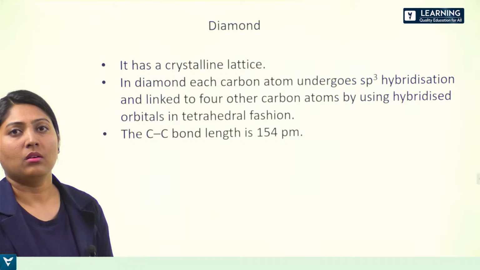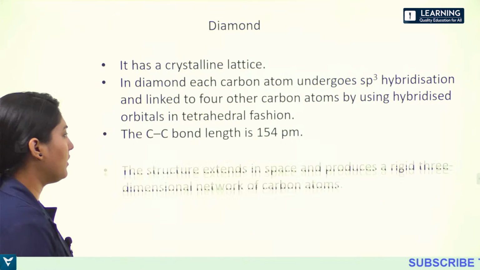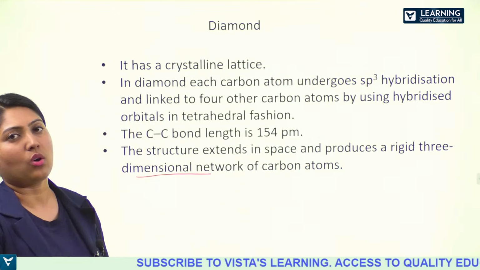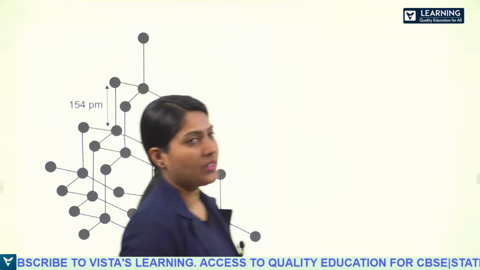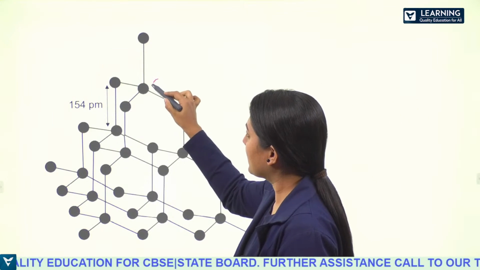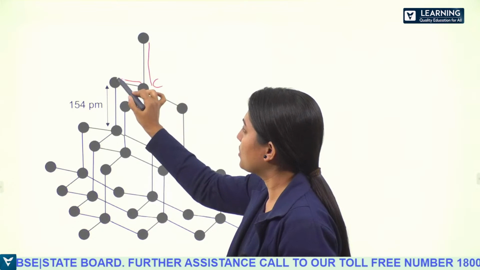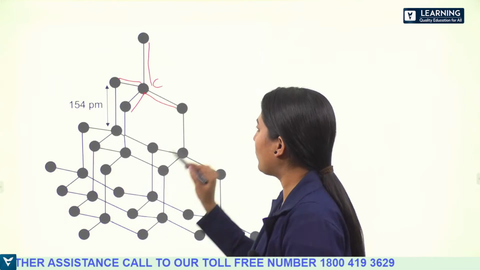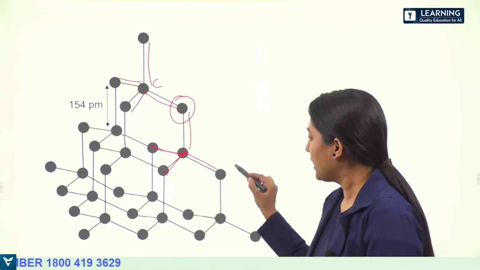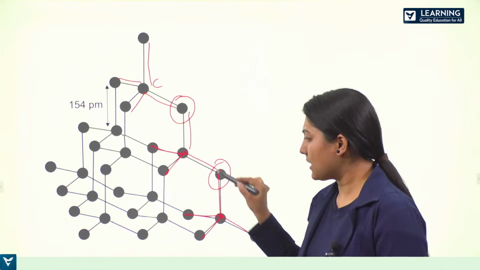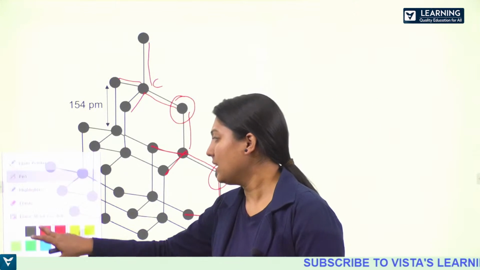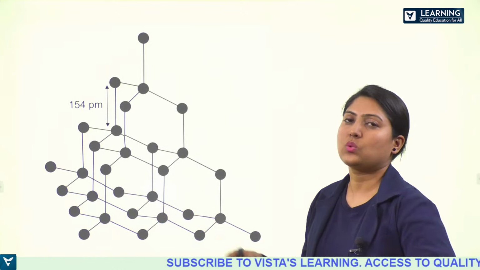The carbon-carbon bond length here is 154 picometer, and the structure extends in space and produces a 3-dimensional network of carbon. You can see here the diamond structure is like this, where each carbon atom, if I take this as a single carbon, is attached to 4 carbon atoms. Likewise, this carbon atom is attached to 4 carbon atoms. Each one will have the same tetrahedral structure and they are interconnected with the other carbon atoms, leading to this rigid body which we call diamond.